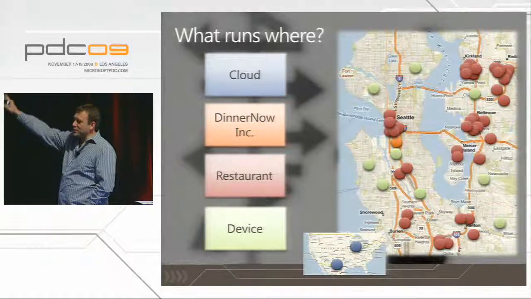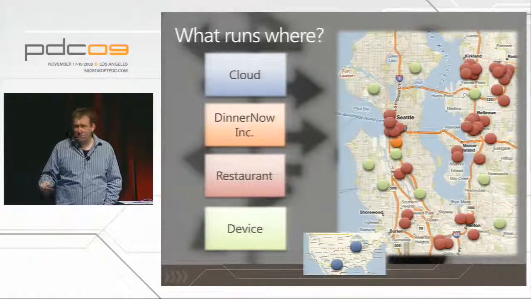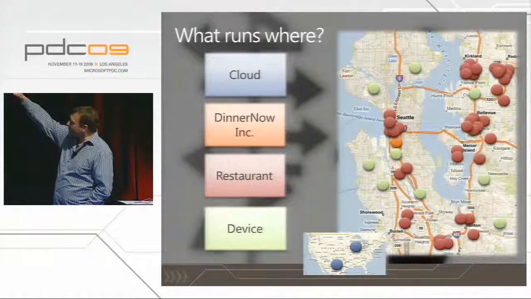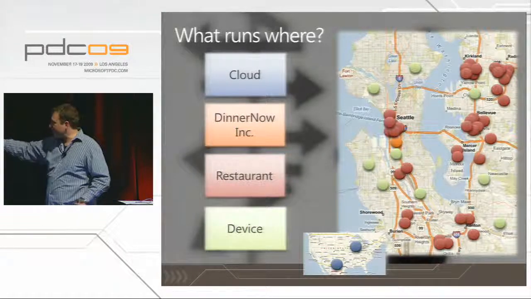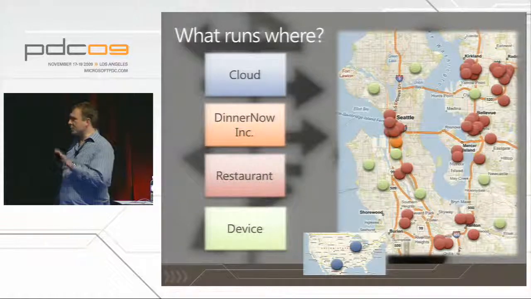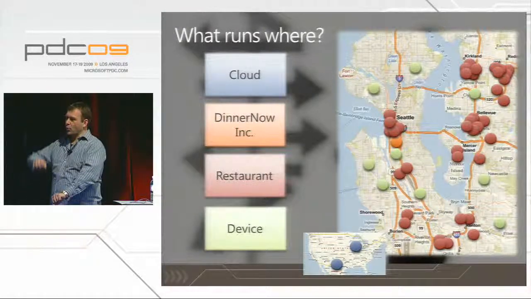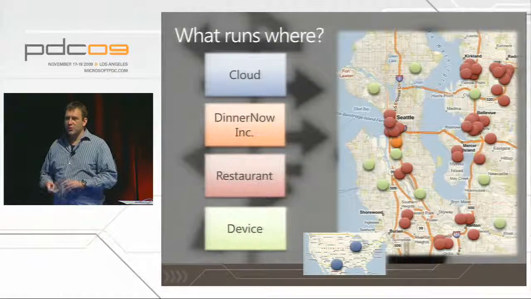So here's how this maps to the physical world. Now we have technology mappings. We have the cloud, we have Dinner Now Inc., we have the restaurant, we have devices. Here's how that maps. Down at the bottom are the data centers that we have. This is running in America, in either our South Central or North Central data center, depending on how you set the affinity.